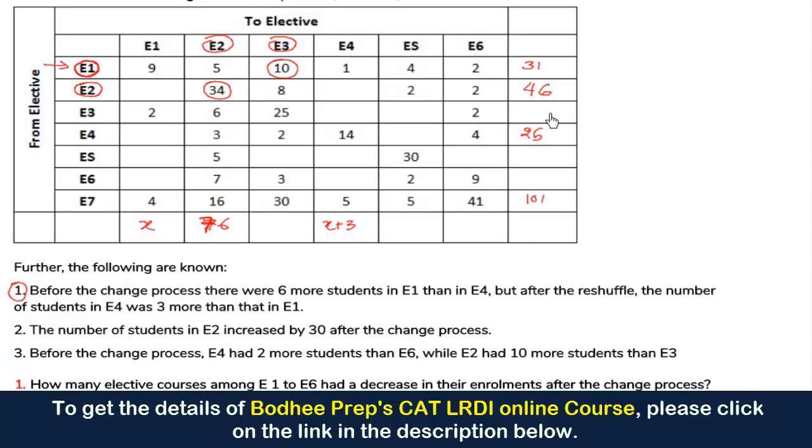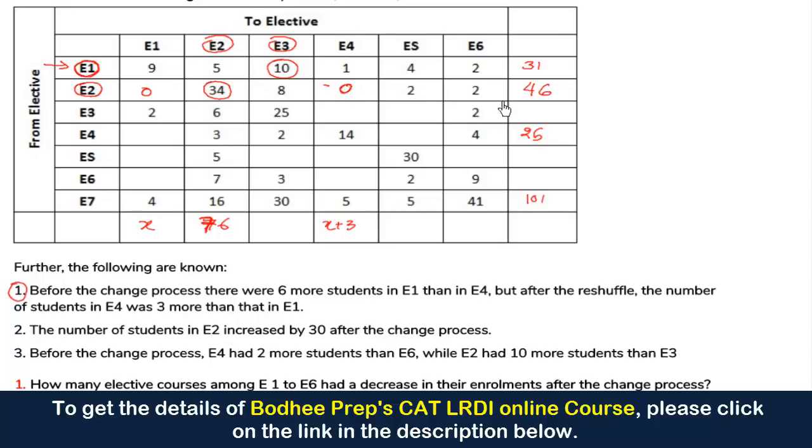Now let us focus on the values which are not given in row E2. This value is not given and this value is not given, right? But if I add all the other values, that is 34 plus 8 plus 2 plus 2, these four values together add up to 46, right? That simply means that here we have to put 0, right guys?